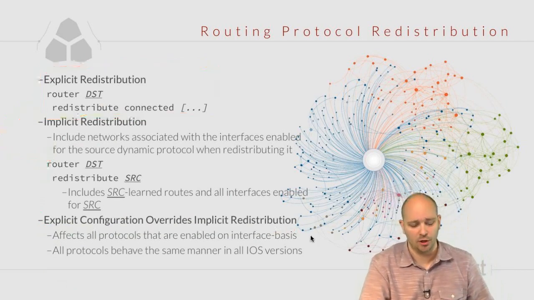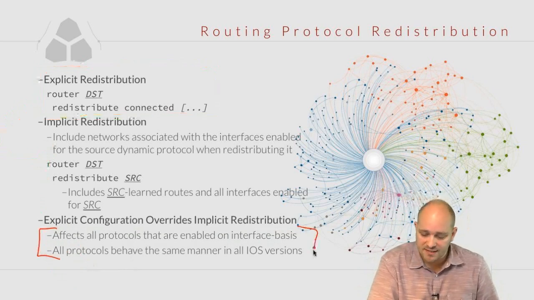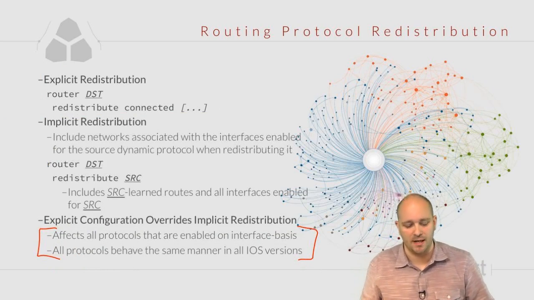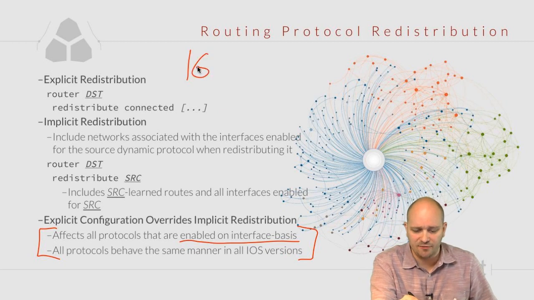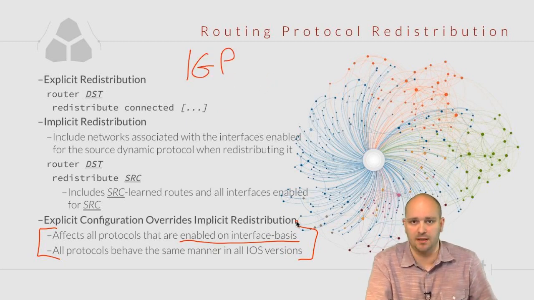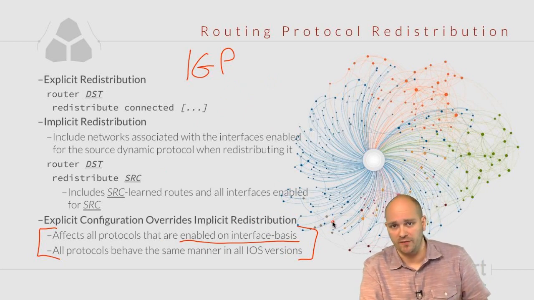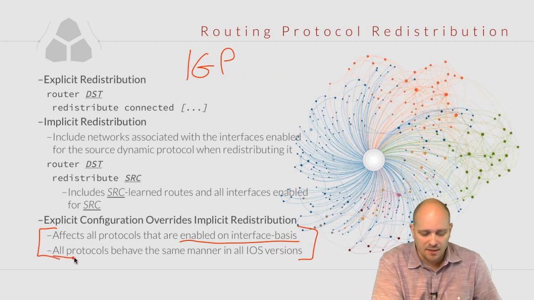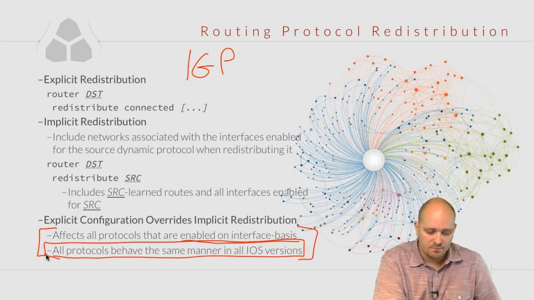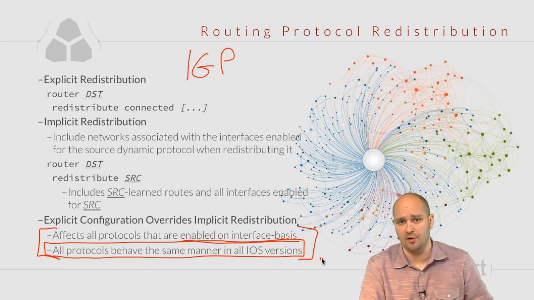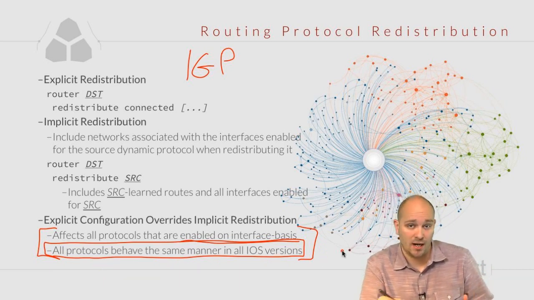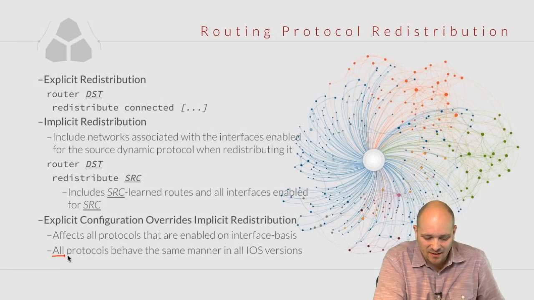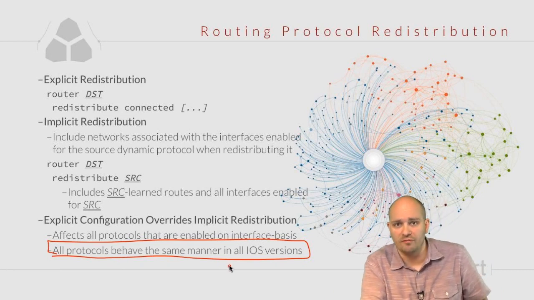Another thing that I would like to point out here, and it says this on the slide, so this is something that you should keep in mind. First of all, this behavior affects all protocols that are enabled on particular interfaces, on a per interface basis, which means that this affects all IGPs. The only exception to this particular behavior is BGP, which is not enabled on a per interface basis, but on a per neighbor basis. And this is the behavior that is the same across all IOS versions, all starting from 11 something up until 15.4.1, which is the latest one that I have tried this in. This is experienced by all the protocols in all versions of IOS.